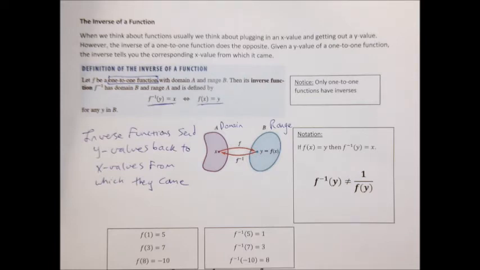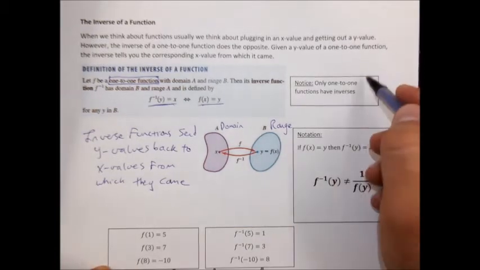I'm sorry, I said that wrong. Let me start over. One-to-one functions means that there are no y values that are associated with more than one x. And so if y values are associated with more than one x, we don't know where to send those y values back to. So we need to have a one-to-one function.